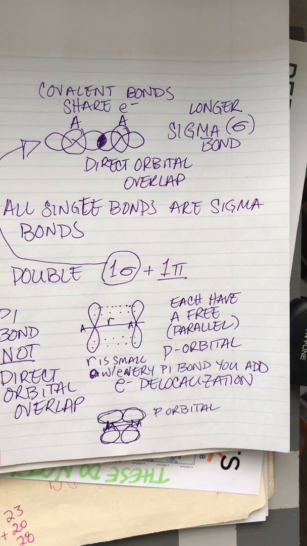So in this pi bond, there is a sigma bond happening at the same time, simultaneously? Yes, absolutely. You can't have a pi bond without a sigma bond. You can have a sigma bond without a pi bond, but you can't have a pi bond without a sigma bond. Okay, I got it.